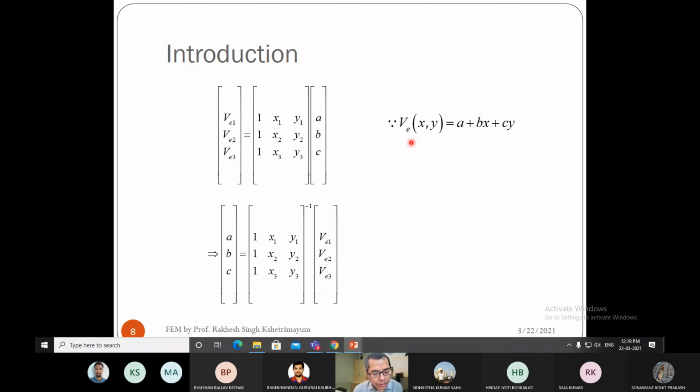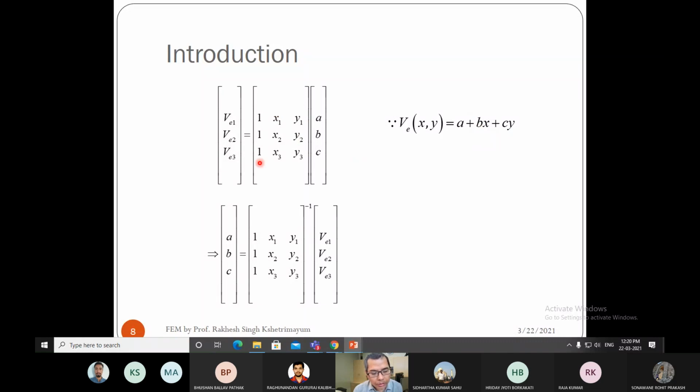We have this relation: V_e(x, y) is equal to A plus Bx plus Cy. We want to find A, B, C. Let's say V_e1, V_e2, and V_e3 are known to us, already provided to us. Then how do I find V_e1? V_e1 is A plus Bx1 plus Cy1, because the location of V_e1 is at x1 and y1. V_e2 is A plus Bx2 plus Cy2. V_e3 is A plus Bx3 plus Cy3. So that's how you find it.